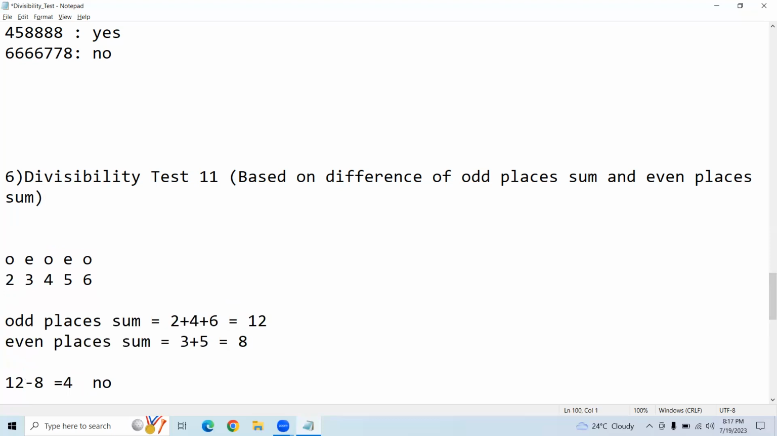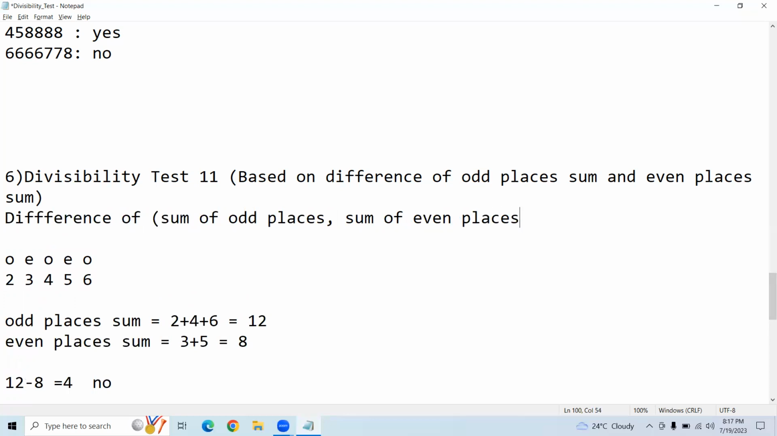So the divisibility test of 11 is like that. You have to take the sum of odd places, the sum of even places, and take the difference of them. So the difference of the sum of odd places and the sum of even places. Whichever is the bigger number, from that you subtract the smaller number. So this is the divisibility test of 11.